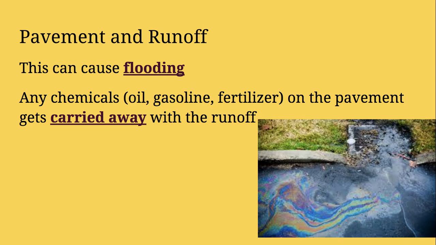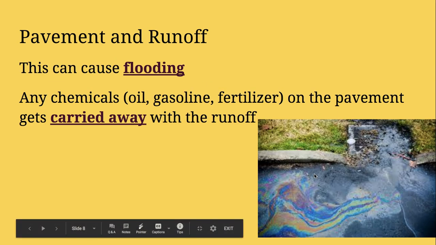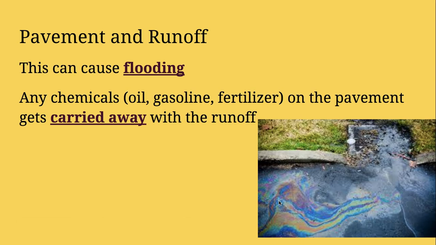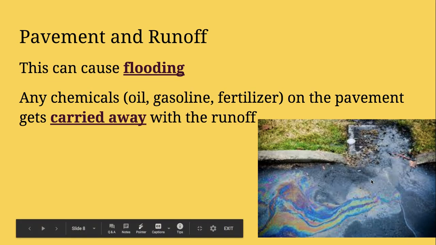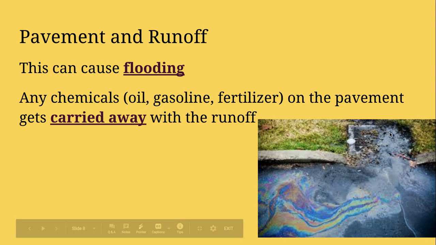So here's a pretty picture. In a suburban area, this looks like it's in a neighborhood, where we have rainwater, and this pretty little rainbow thingy here is oil that has leaked from automobiles. Maybe somebody was changing their oil in the driveway and it got knocked over or something like that. All right, that stuff gets carried with that runoff. And this is just going into a drainage system, which is going to end up in another body of fresh water, like a stream or a lake.